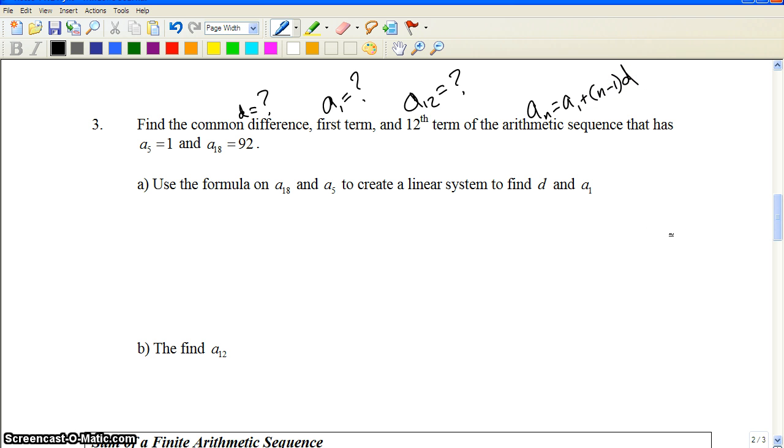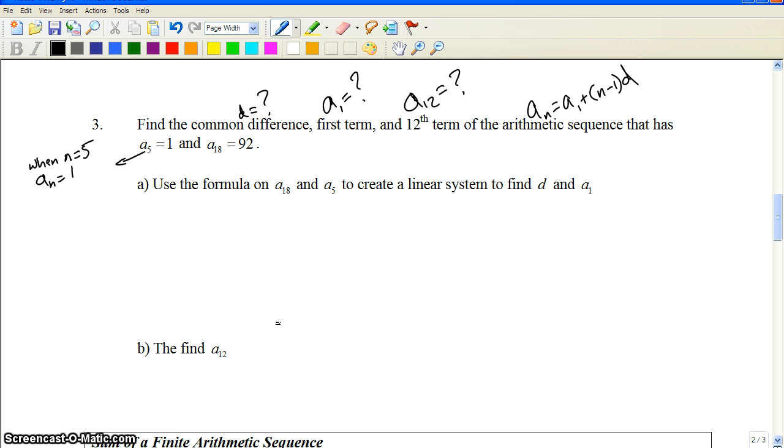That has A sub 5 equals 1. What information does that tell us? A sub 5 equals 1. This says that when n equals 5, A sub n equals 1. Correct? You need to know that. You need to read A sub 5 equals 1 as the fifth term is 1, or when n is 5, A sub n is 1. You have to be able to understand it.